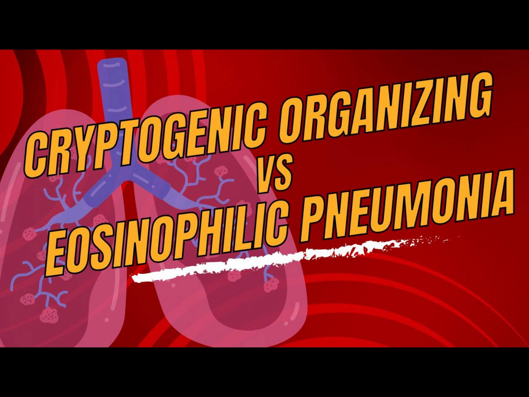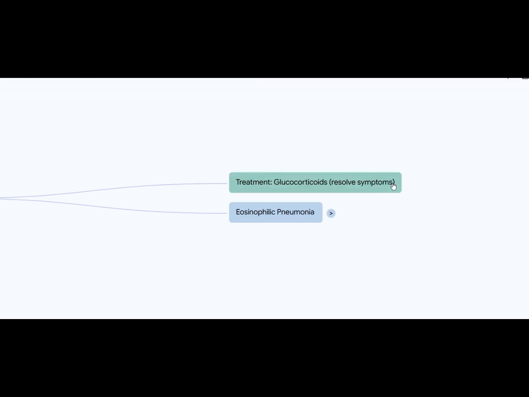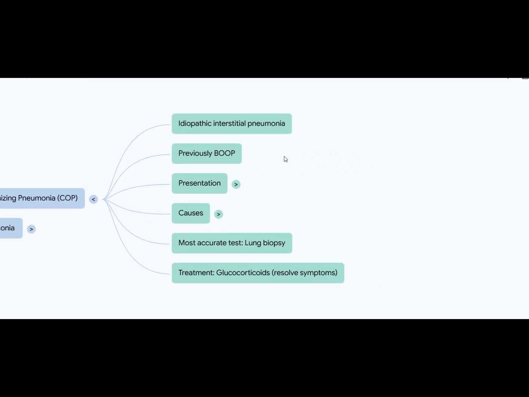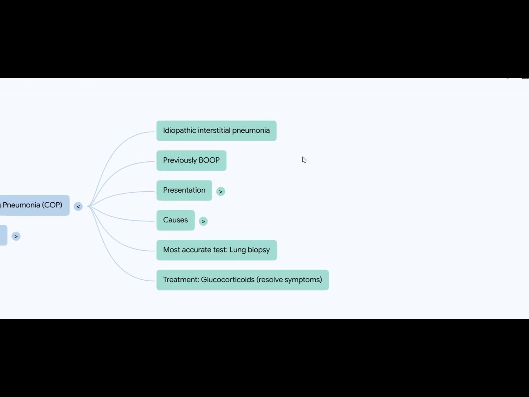Exactly. So our mission today is to unpack these two conditions. Okay, let's kick off with cryptogenic organizing pneumonia. COP. I think some people might remember its old name, a bit of a mouthful. Yeah, BOOP. Bronchiolitis obliterans organizing pneumonia. COP is definitely easier. So tell us what's actually going on inside the lungs with COP and how does it present itself?